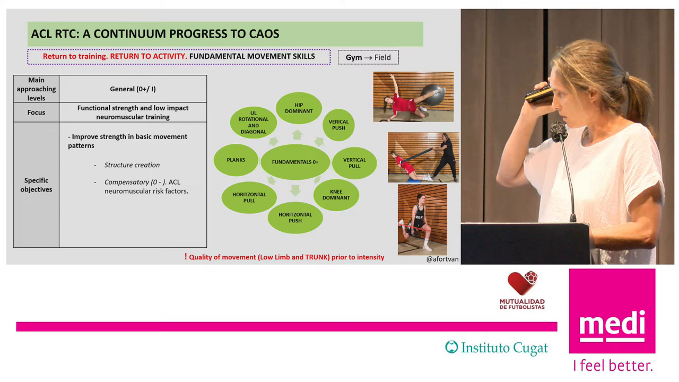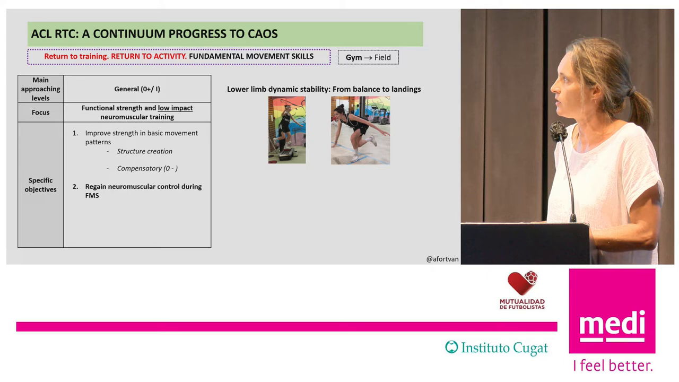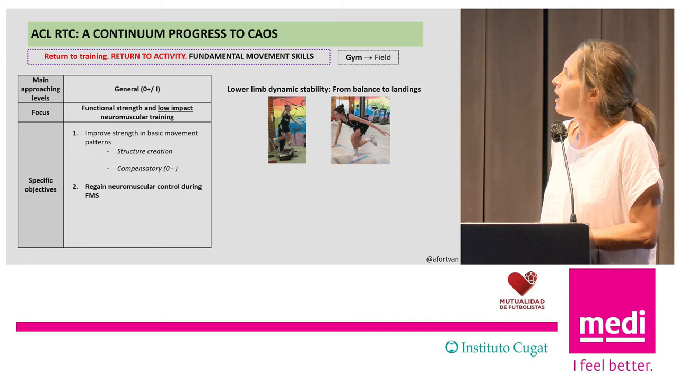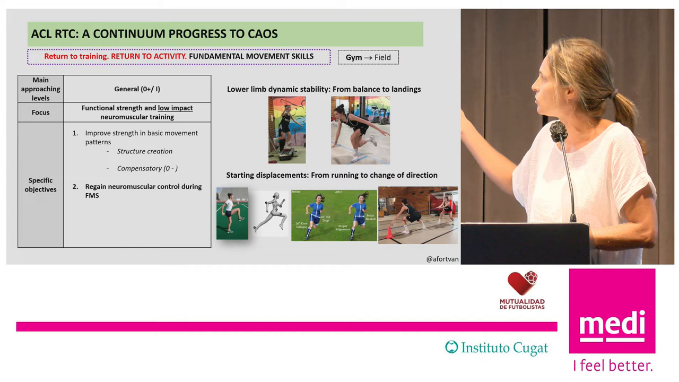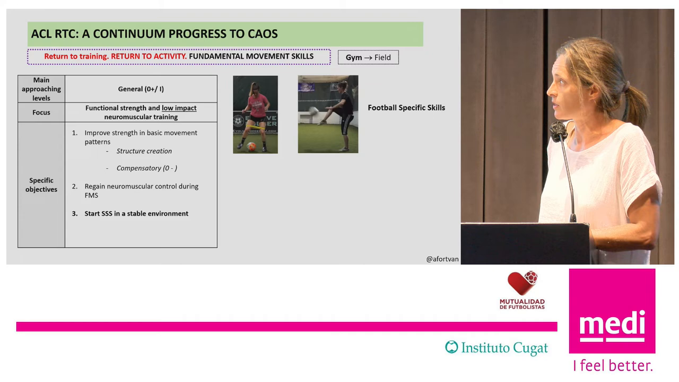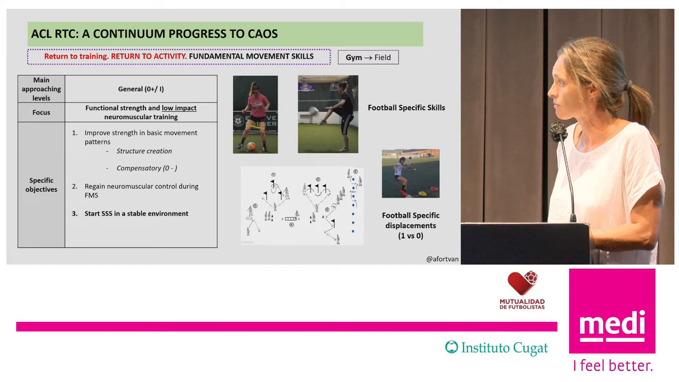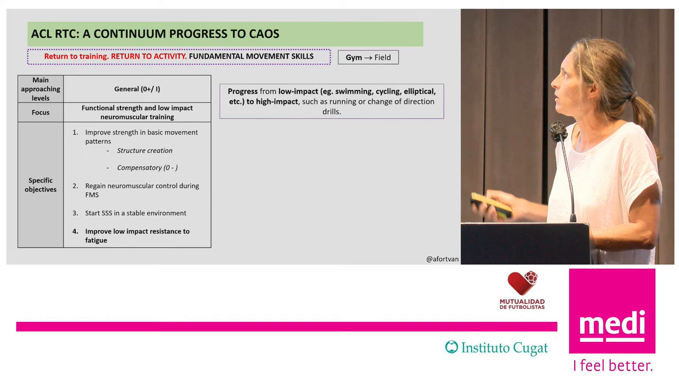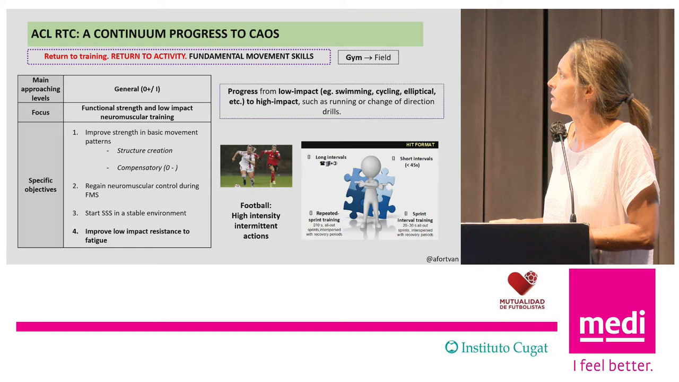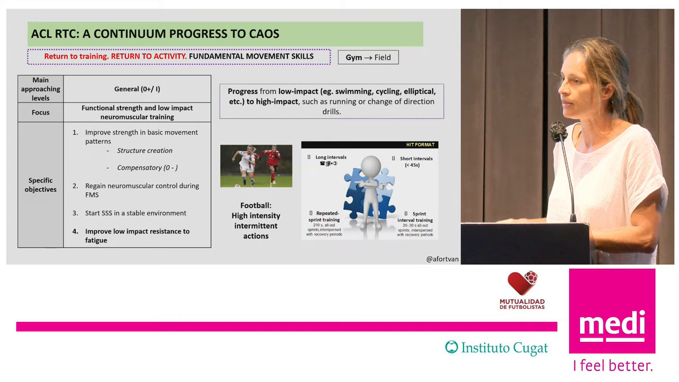The second objective of this phase is to regain neuromuscular control during fundamental movement skills, focusing on lower limb dynamic stability and starting displacements from running to change of direction. The third one, to start football-specific skills in a stable environment. Here we have some examples. And the fourth is to improve low-impact resistance to fatigue, progressing from low impact to high impact skills. And remember that football is a sport where high-intensity intermittent effort predominates.